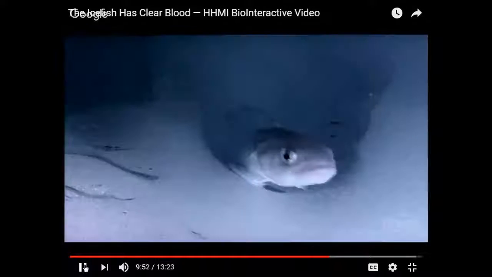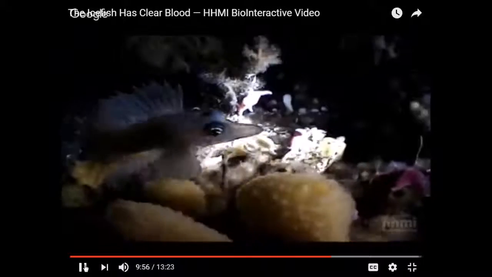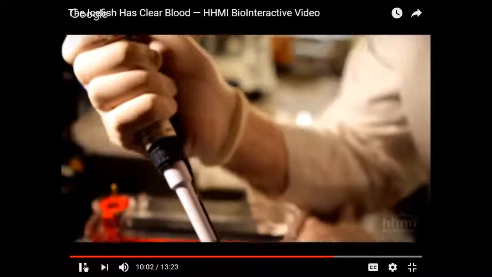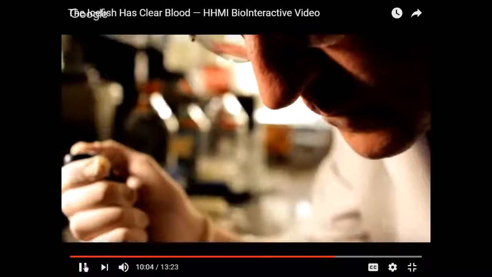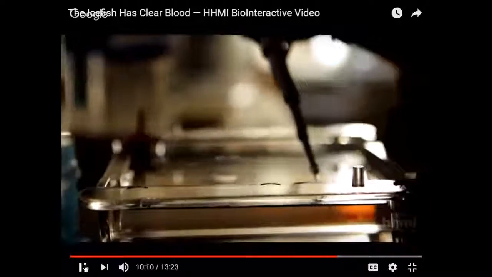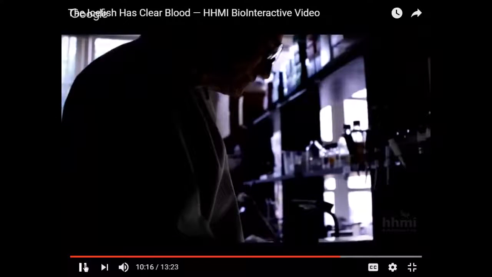Notothenioids invented antifreeze genes, but one family, the ice fish, went a step further and eliminated red blood cells and hemoglobin altogether. As for how that happened, the answer has also been preserved in DNA. And Bill Detrich found it when he compared globin genes from ice fish and other fish. The globin genes encode the hemoglobin protein.